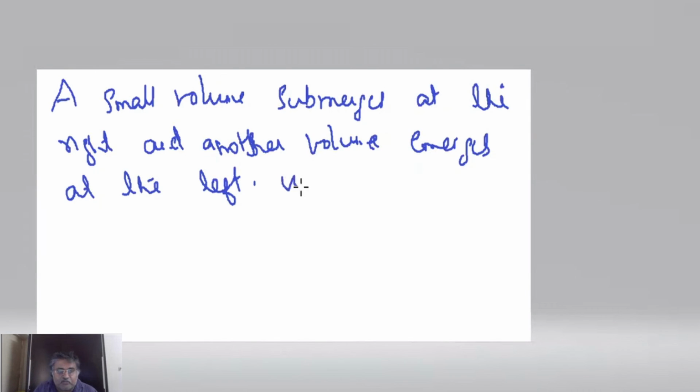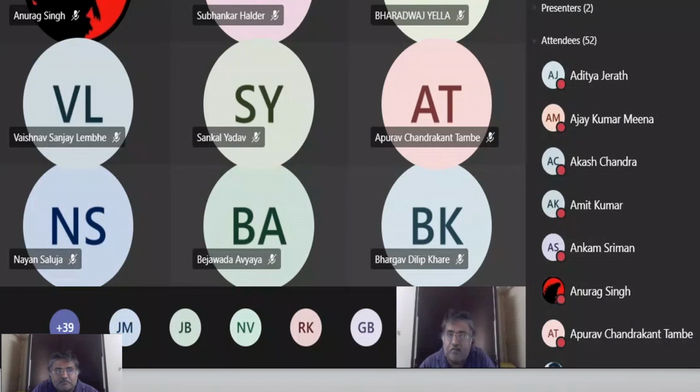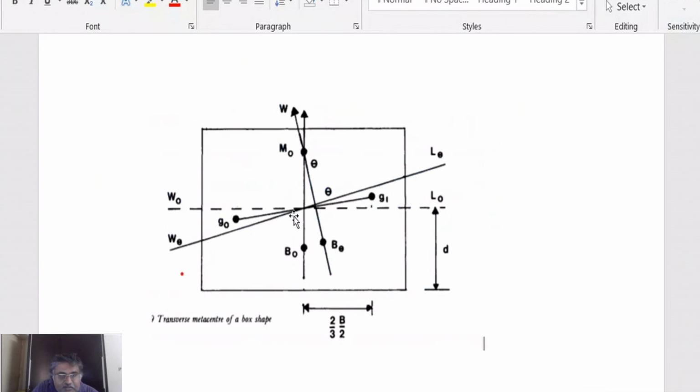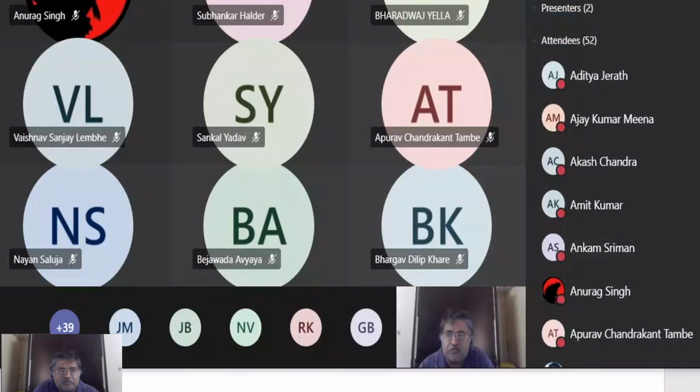Now, that volume we usually call a wedge of volume. Why is it called a wedge? Because in that figure you will see that the wedge looks like this. This is the volume that emerged out of the water, and this is the volume that submerged into the water. So this is like a wedge, no? It looks like a wedge. So this also looks like a wedge. So we say this is the wedge of volume that has emerged, and this is the wedge of volume that has submerged.